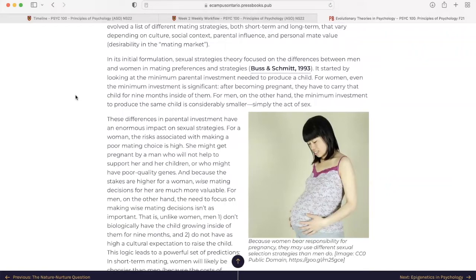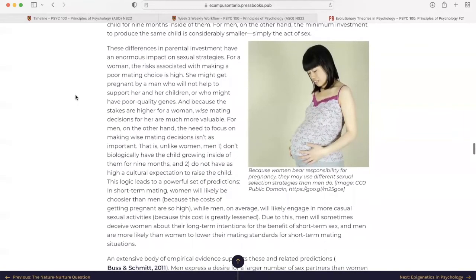For women, even the minimum investment is significant. After becoming pregnant, they have to carry that child for 9 months inside of them. For men, on the other hand, the minimum investment to produce the same child is considerably smaller, simply the act of sex. These differences in parental investment have an enormous impact on sexual strategies.